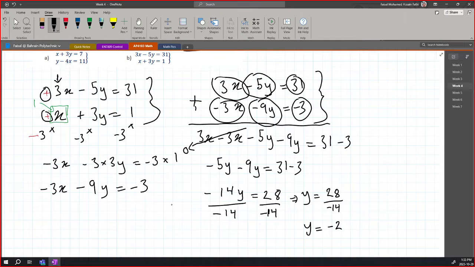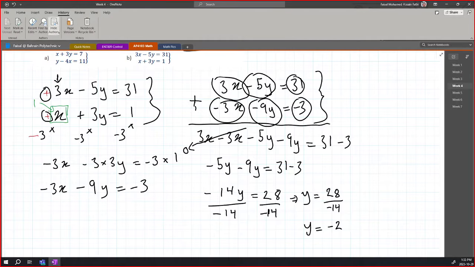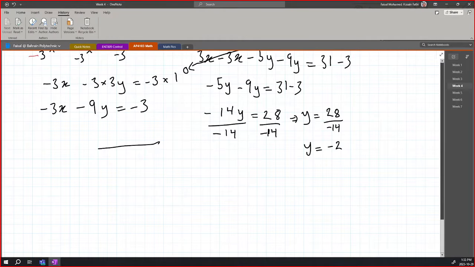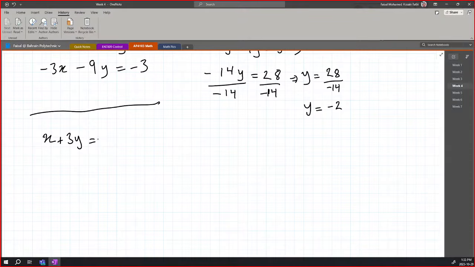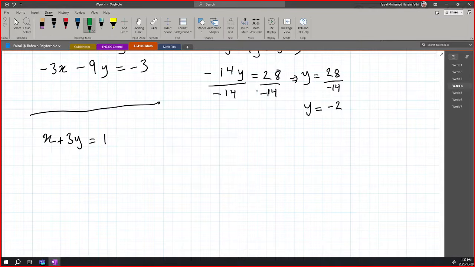After that, obviously, we're going to have to substitute in one of these equations. Let's substitute back into x plus 3y equal 1 to find the x. So x plus 3y is equal to 1. We will just substitute this minus 2, take it over here, and substitute it in the y.